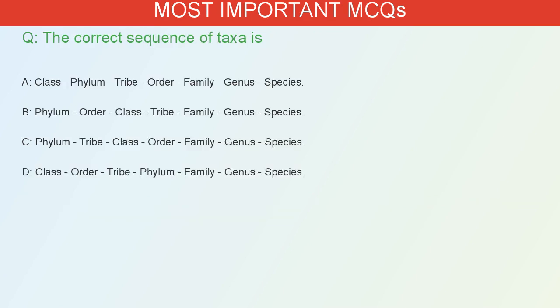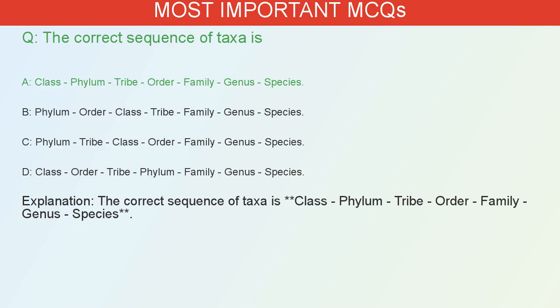The correct sequence of taxa is A. Class, phylum, tribe, order, family, genus, species. B. Phylum, order, class, tribe, family, genus, species. C. Phylum, tribe, class, order, family, genus, species. D. Class, order, tribe, phylum, family, genus, species. The correct answer is A. The correct sequence of taxa is class, phylum, tribe, order, family, genus, species.